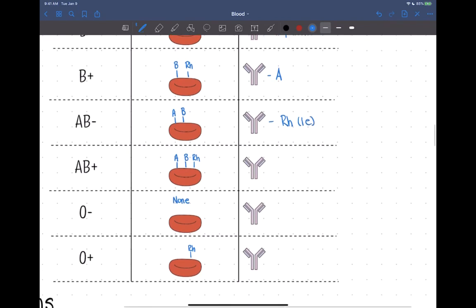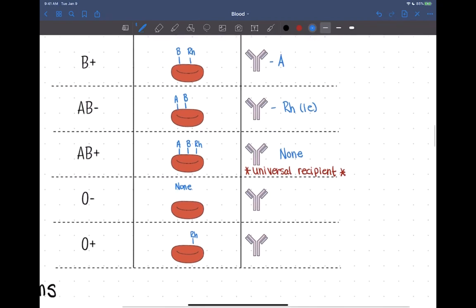AB positive is not missing any. It has all of the antigens, so they would not make any antibodies against any other blood type, which makes them unique. So this individual would be called a universal recipient. And that's because they don't make antibodies against any blood type. So you can give them any of these other kinds of blood and they're not going to have any problem with it. Their antibodies are not going to attack it.